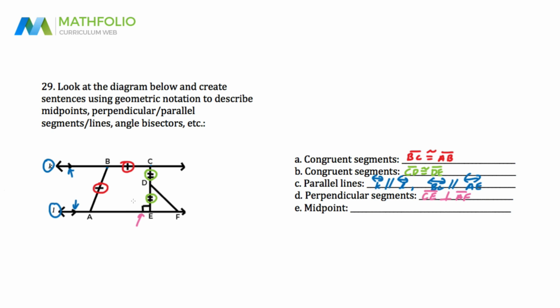Midpoint. Well, the only thing that I can see as a midpoint is D, because it's halfway between C and E. It separates it into two congruent segments. So therefore I would say that point D is the midpoint, no short way to say this, of CE. So that's question 29.